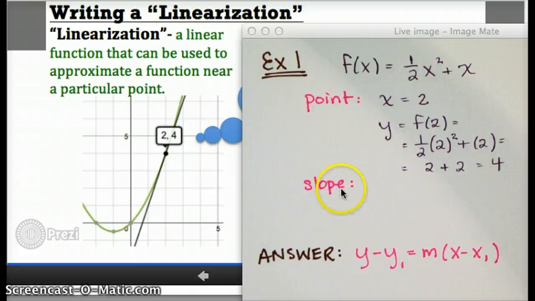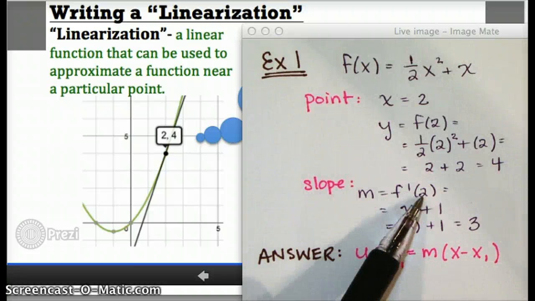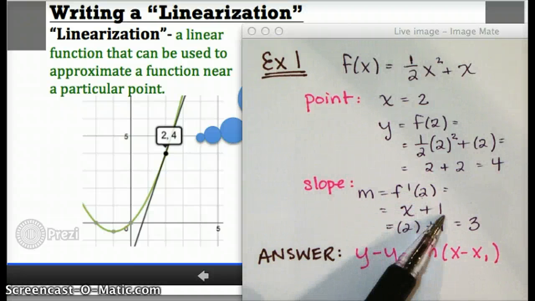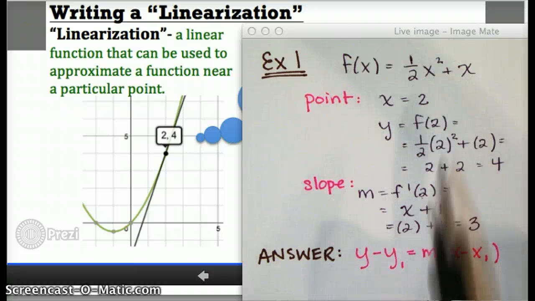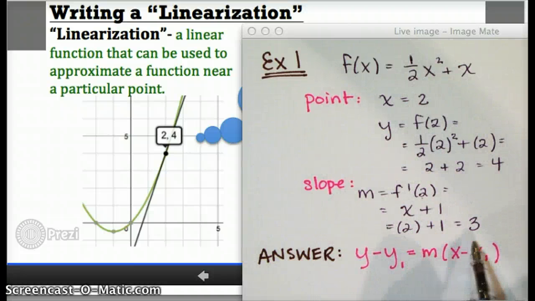Now we need the slope of the function at that point, which is going to be the slope of my tangent line. How do I find it? Exactly, we take the derivative at 2, which means really at first I take the derivative of the function, and then I plug in 2, and I get that the slope is 3. So I've got x and y and the slope. All I need to do is set up my linear equation.